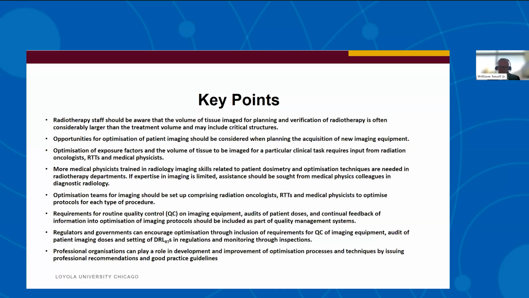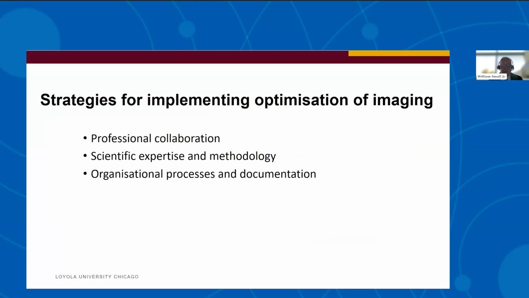We need more medical physicists trained in radiology imaging skills related to patient dosimetry and optimization. If expertise is limited, we should seek assistance from our colleagues. Optimization teams for imaging should be set up, comprising radiation oncologists, radiation therapists, and medical physicists. Requirements for routine QC on imaging. Regulators and governments can encourage optimization through inclusion of requirements, and professional organizations play a role in developing and improving optimization. At least in the U.S., most of us have an accreditation from a society. I don't believe we've really talked much about the optimization of imaging in accreditation. I think that would get people to be thinking more about this.